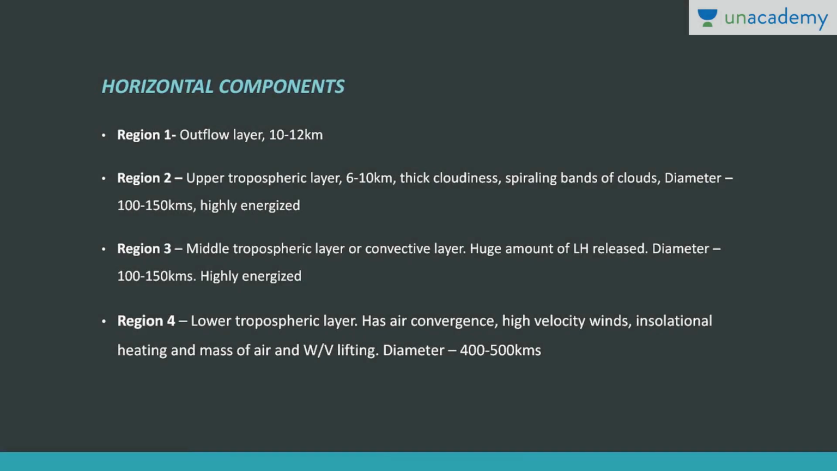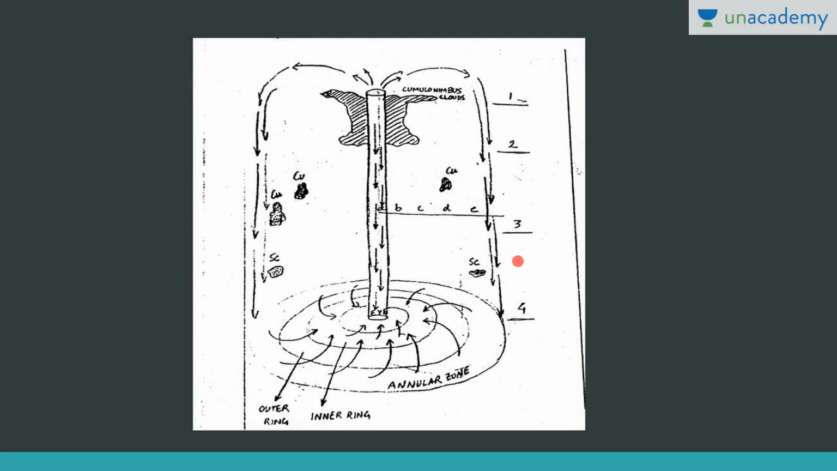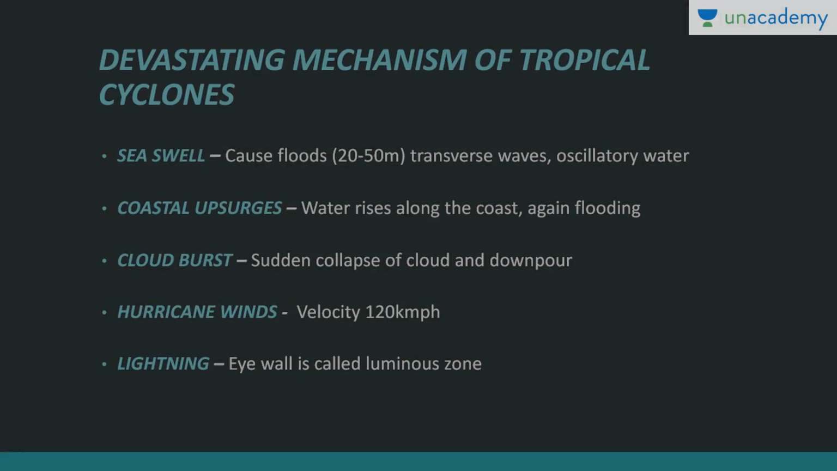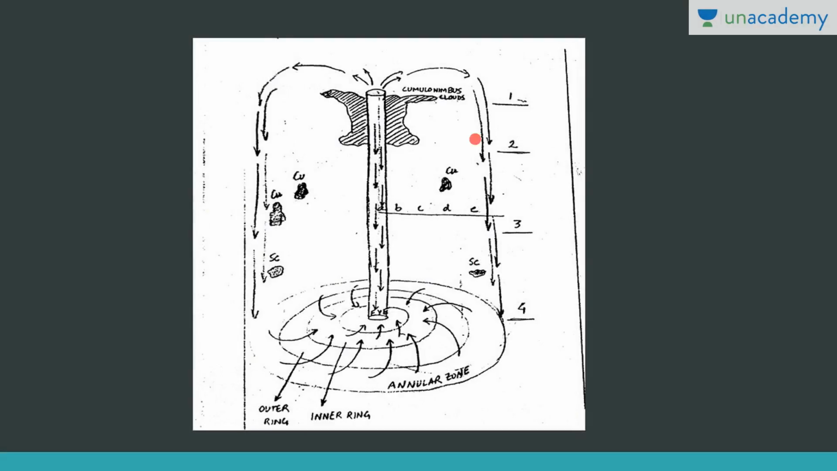Then the last, that is the lower tropospheric layer. Here air convergence is taking place, high velocity winds are there, right? And this mass of air and water vapor, they are lifting, right, in this particular zone, and the diameter here is maximum, 400 to 500 kilometers. You can see this one is region 4, right? So here the diameter is maximum. Okay, the convection is taking place, air convergence is taking place, right? So this is about tropical cyclones.